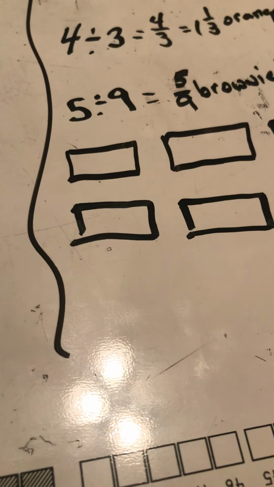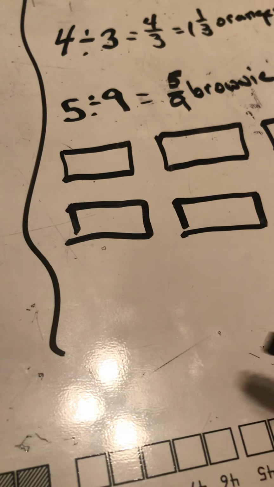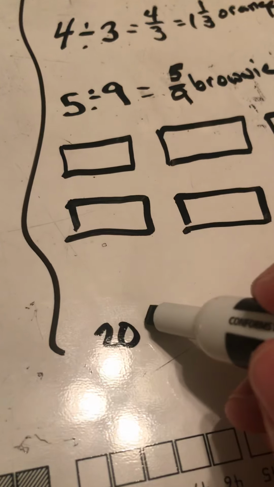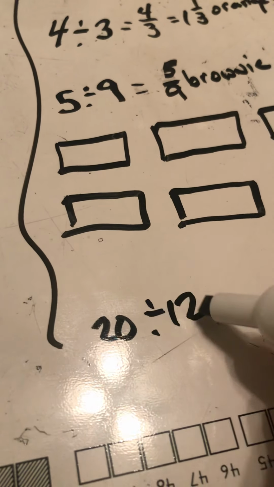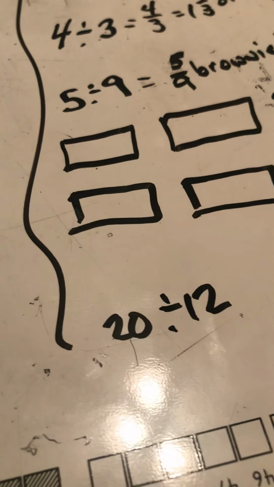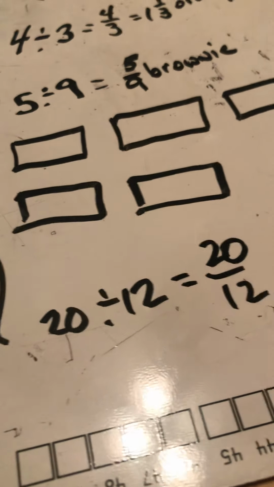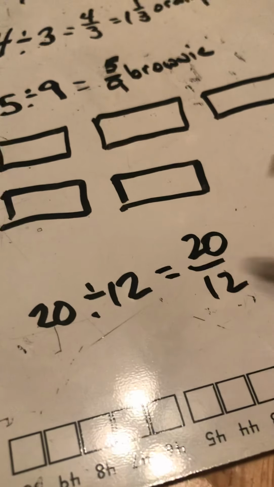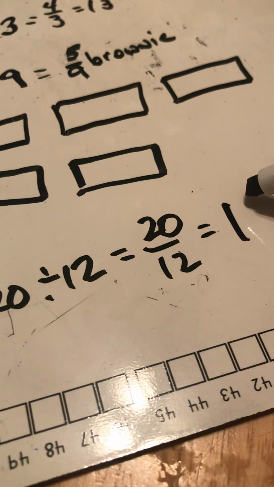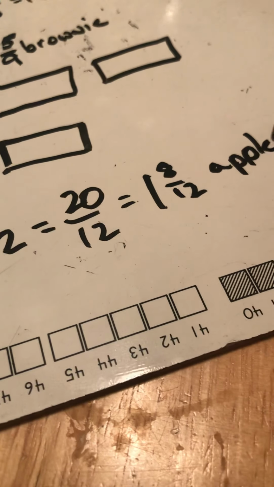Number 4, 12 students equally share 20 apples. How many apples does each student get? So again, in this situation, we have 20 apples and we have 12 students. Because we have more apples than students, each person's going to get more than 1 apple, right? We're going to end up with something like this. 20 apples, 12 students. We get 1, and we have 8/12 of an apple. And if you want to, you could always reduce that.